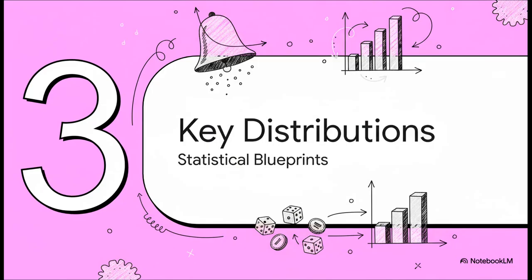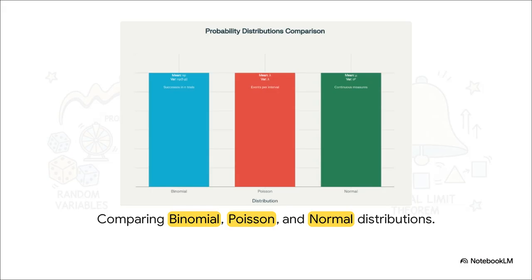Okay, so it turns out that a lot of random things in the real world actually follow these really predictable patterns or blueprints. So let's take a quick little tour of some of the most common statistical distributions out there. There are a ton of these blueprints. Some of the big ones you'll always see are the binomial, which is for counting successes, the Poisson for counting events over a period of time, and of course the famous normal distribution, the bell curve.